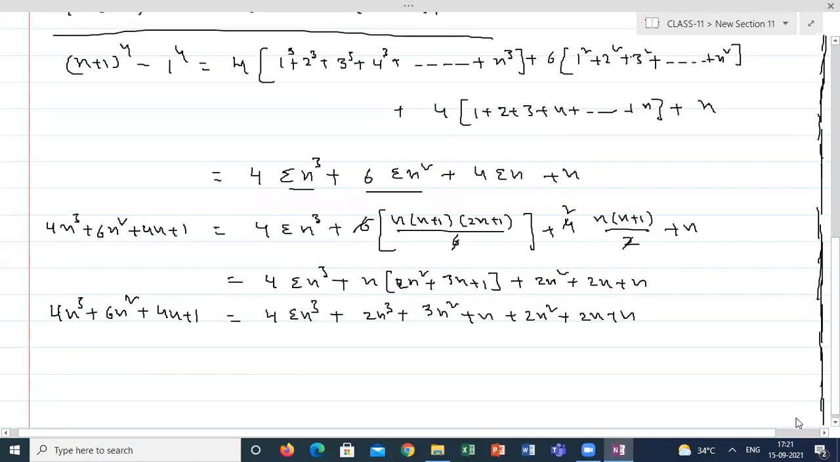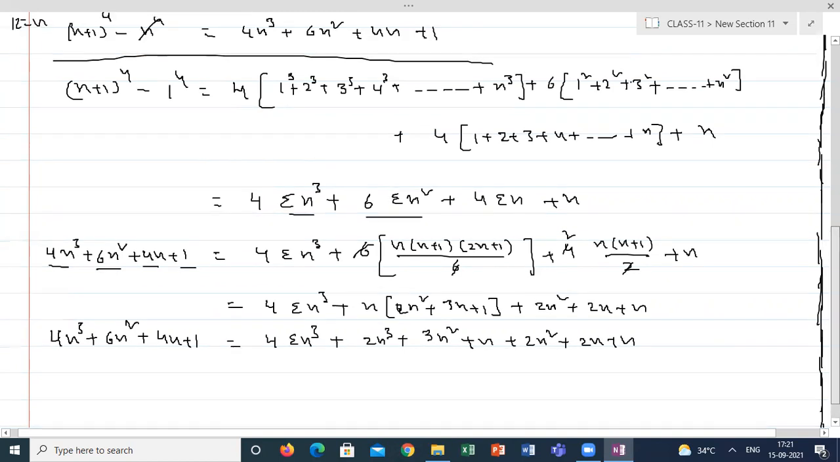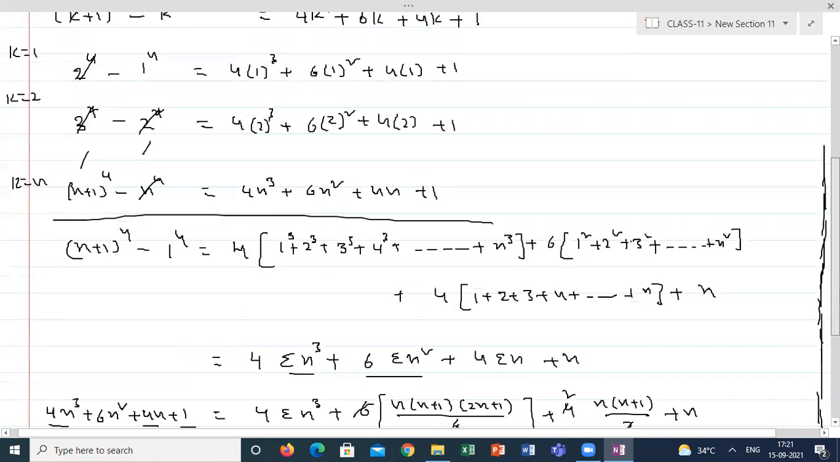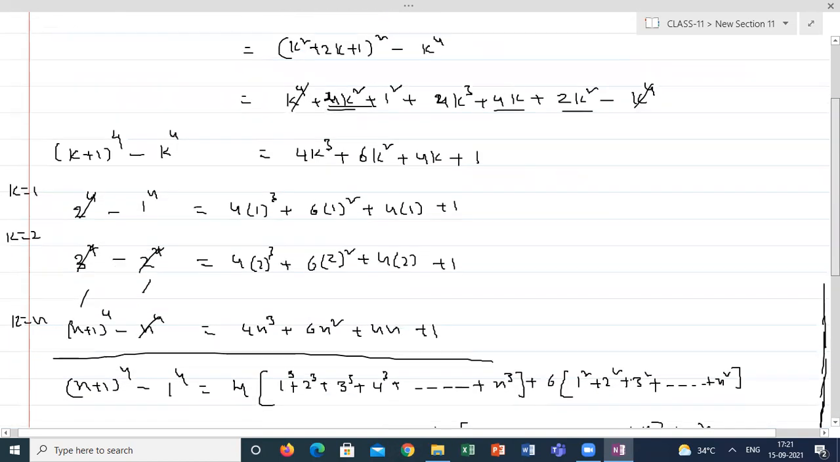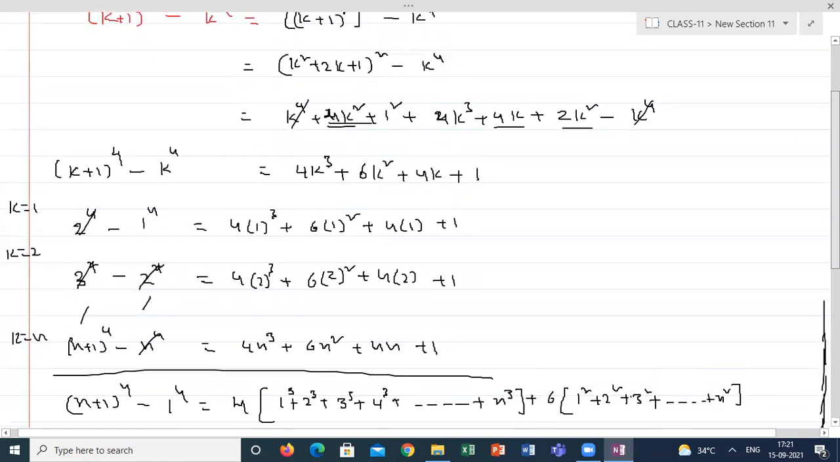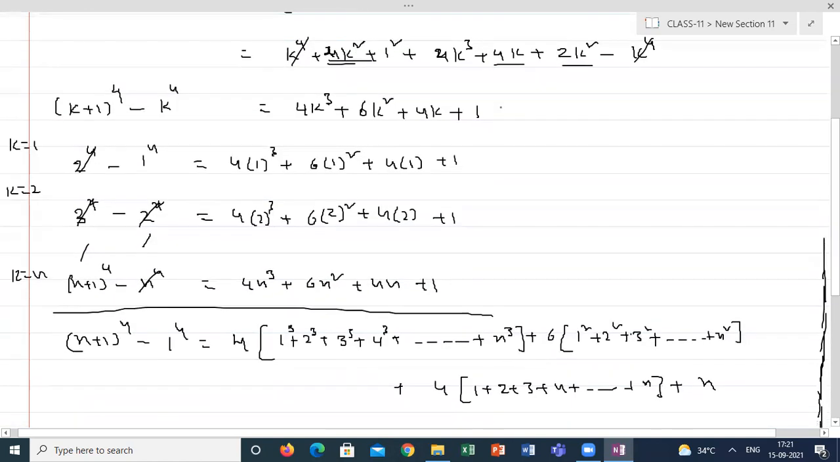(n plus 1) whole power 4 minus 1 power 4. Guys, here is a mistake. This is not 4n cube. (n plus 1) whole power 4. What is the expression you got? (n plus 1) whole power 4, k plus 1, (n plus 1) whole cube. Here you have to keep (n plus 1) minus 1 cube plus 1 whole power 4.